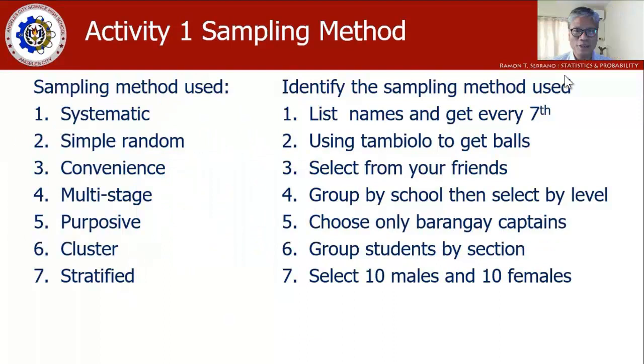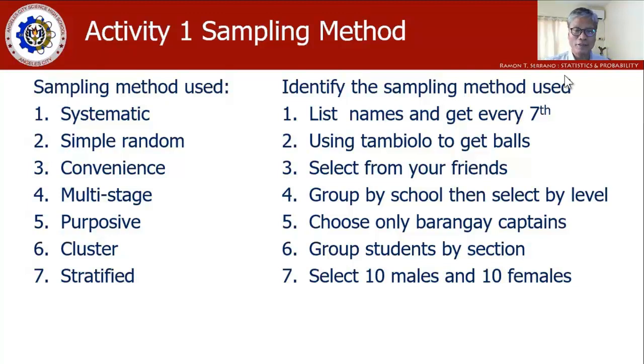Okay, let's review your answers. For the first one, we listed the names and took every 7th. So there is a system that we use, and so it's called systematic. The next one, you use a tambiolo to get all the balls, similar to lotto draws, and so it's simple random sampling. The third one, you select from your friends conveniently, right? So it's called convenience sampling.